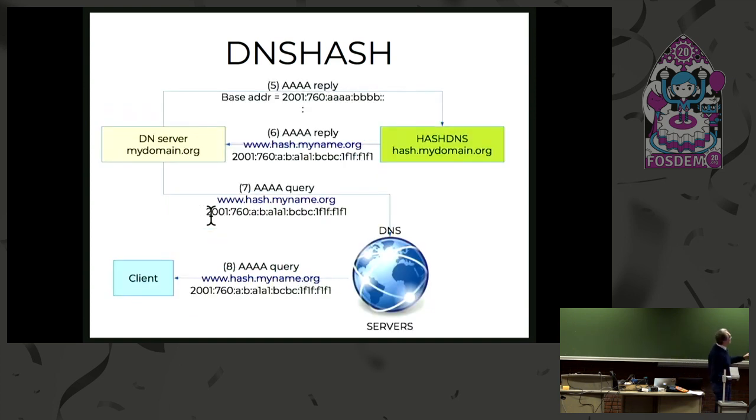Now, the main DNS server replies with the base address. HashDNS computes the complete address that is returned to the client. In this way, I just have to put a line saying which is the base address in the standard DNS server, and everything can be done without further configuration, but baptize your new node, give it a name.